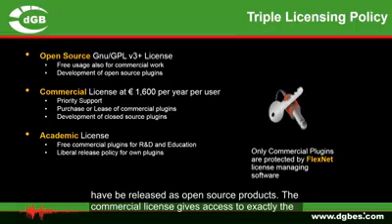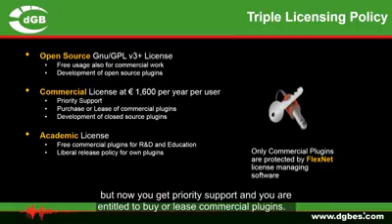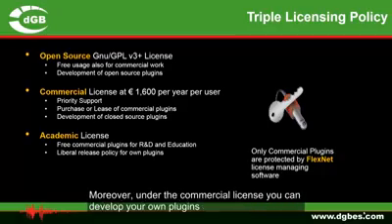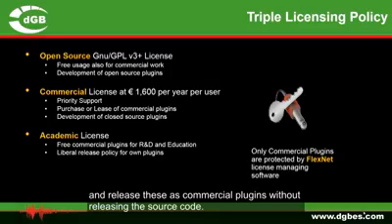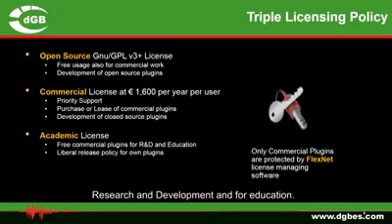The commercial license gives you access to exactly the same OpendTect software, but now you get priority support, and you are entitled to buy or lease commercial plugins. Moreover, under the commercial license you can develop your own plugins and release these as commercial plugins, without releasing the source code. The academic license offers free licenses for the commercial plugins, but these can only be used in research and development and for education.